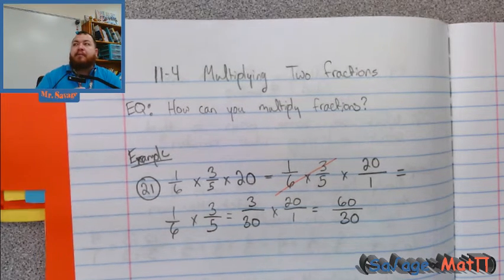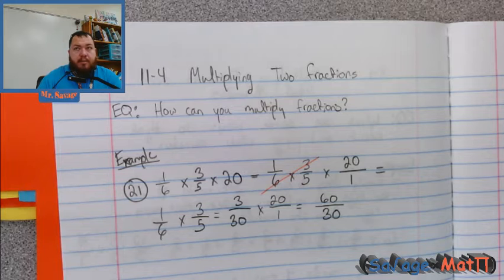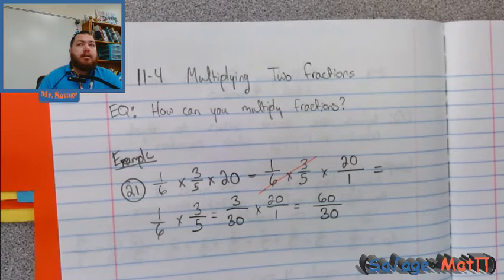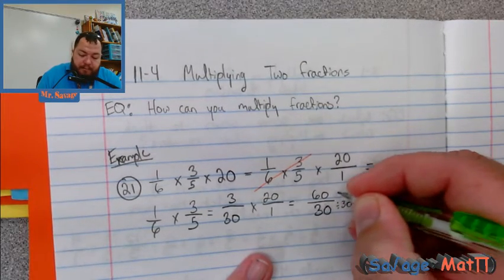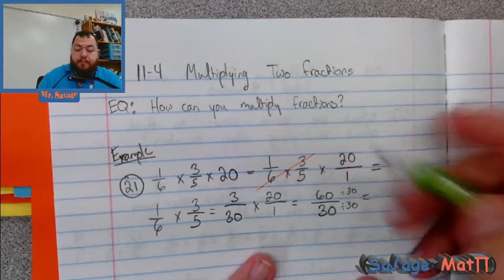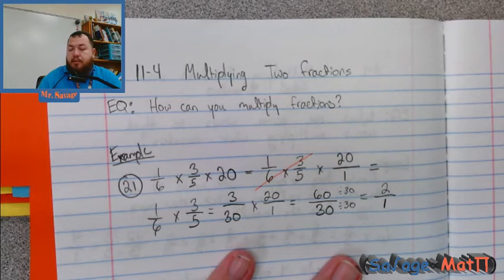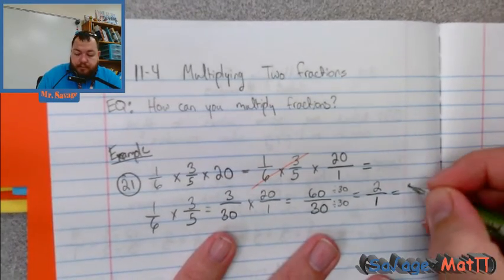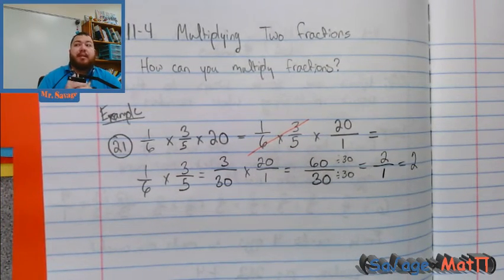Okay? Now, my final step is to simplify. The way I simplify this is I need to find the largest number that goes into both 30 and 60. What is the largest number, Hayden? 30. So I'm going to divide by 30 to each side. 60 divided by 30 is what? 2. 30 divided by 30 is 1. 2 over 1 is equal to what? 2. Okay, guys? That's it. We're done. Was that pretty easy? Yeah.